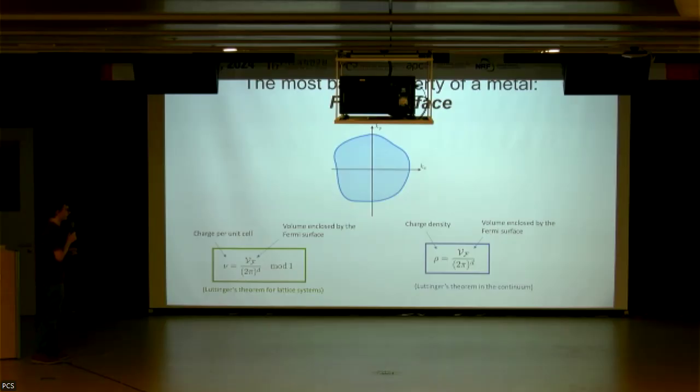So the fact that metals exist at non-zero charge density is a really basic property of a metal. And it's related to the fact that you have this Fermi surface. And so the charge density is actually determined by the Fermi surface.